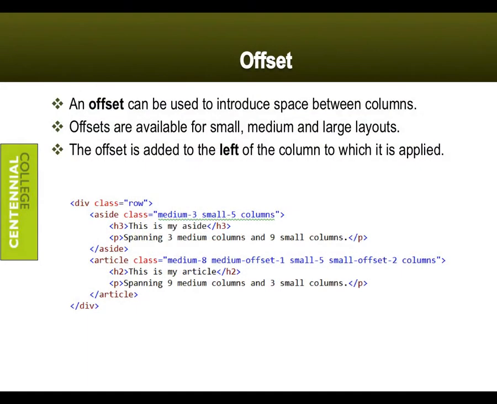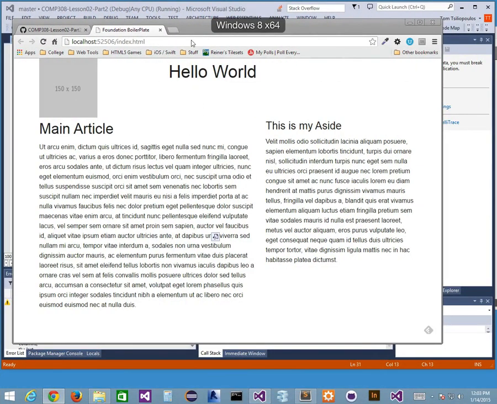And again, the syntax is medium dash offset, or large dash offset, or small dash offset. Wherever you want that extra column to appear. So for example, if I put it here, it'll appear to the left of whichever container I apply it to. So if I put it in the beginning of this aside, it'll actually push my aside in by one column. Right? Like actually change my margin, right? Okay, let's check that out.